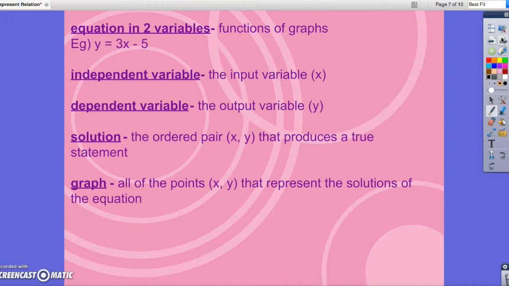All right, so the next part of the lesson, I'm going to take a look at equations. Equations with 2 variables, functions, and graphs. My example is y equals 3x minus 5. I sort of mentioned this already in the first slide with domain and range, but here we're talking about them as independent and dependent. Independent variable, the input variable x. Dependent variable, the output variable y. Solution, the ordered pair (x, y) that produces a true statement. Graph, all of the points (x, y) that represent the solutions of the equation.